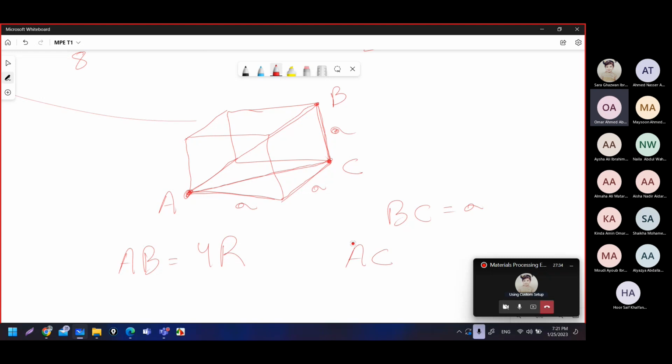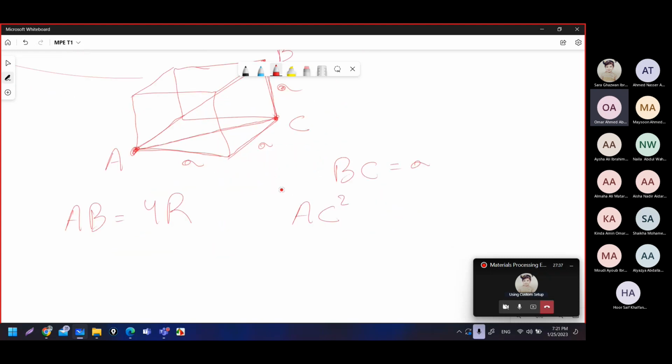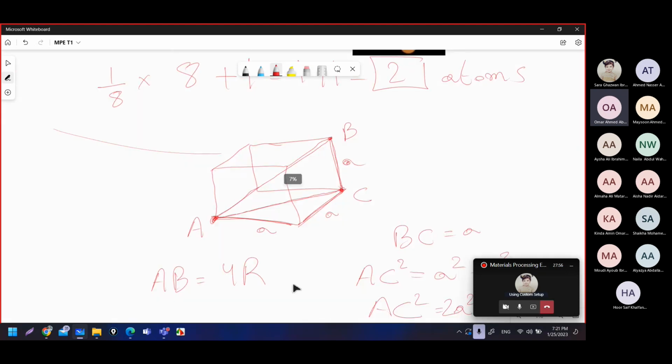So AC squared, if we use the Pythagorean theorem for this triangle, will be equal to A squared plus A squared. So AC squared is equal to 2A squared. Now I know the value for AC, and I also know the value for BC, which is A. I need to calculate AB in terms of A. I already know AB in terms of the radius R, and I also need its value in terms of A.